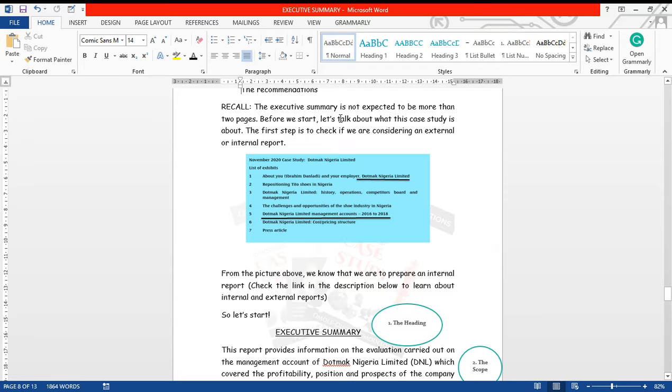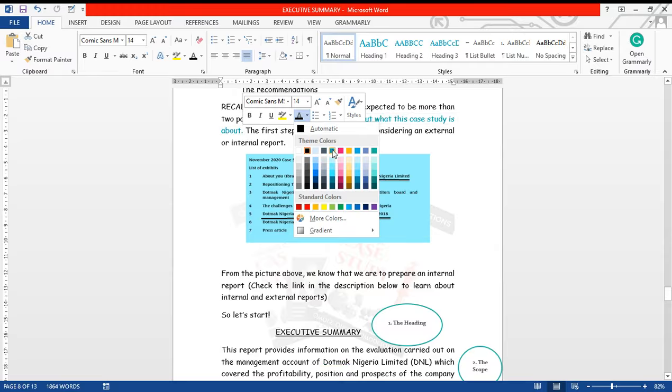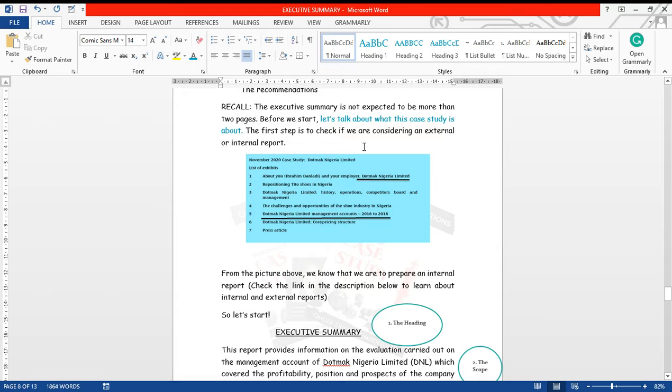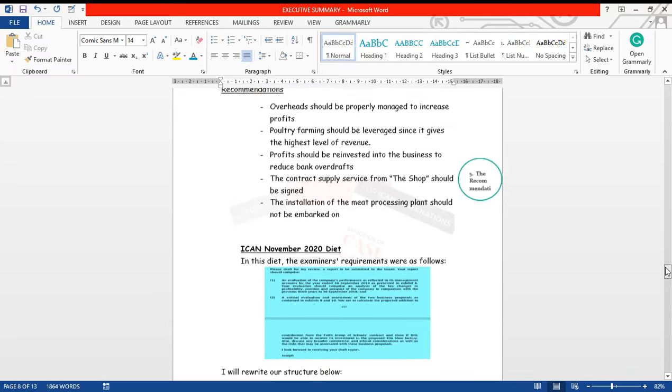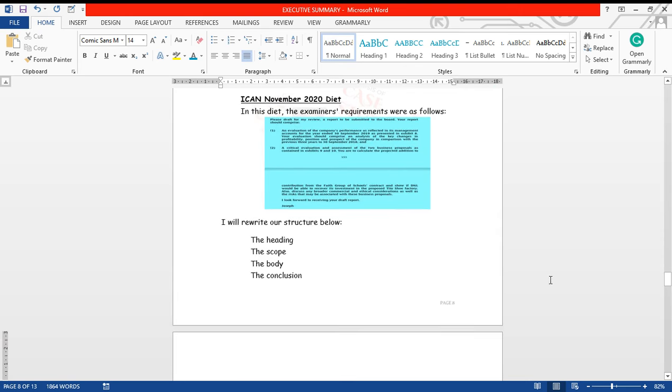But before we start, let's know what the case study is about, because what the case study is about will let us know whether we're doing internal reports, external reports, or not. So here we're told that you are Ibrahim Danladi, and your employer is Dotmark Nigeria Limited. You are given the history and operations of Dotmark Nigeria Limited, the challenges of the shoe industry, and the management accounts of Dotmark Nigeria Limited.